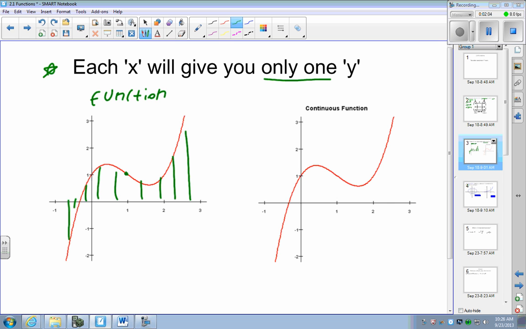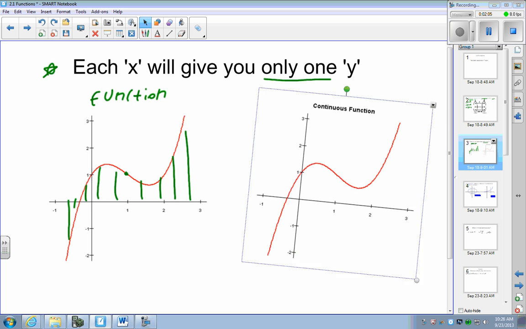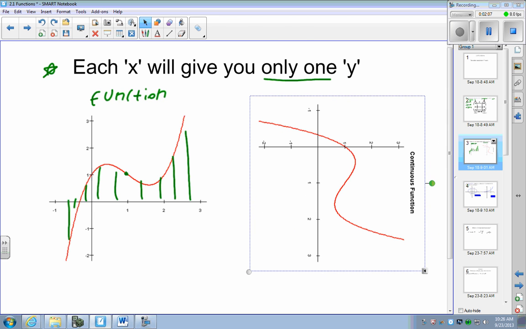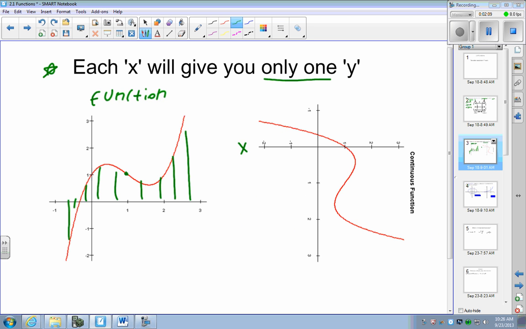Now what if we take that same graph and flip it? And we'll call this x and this y. Well, if we look at x is equal to 1 again, we can see that's going to hit 2 points. And a function will give you only one value, so this one is not a function.